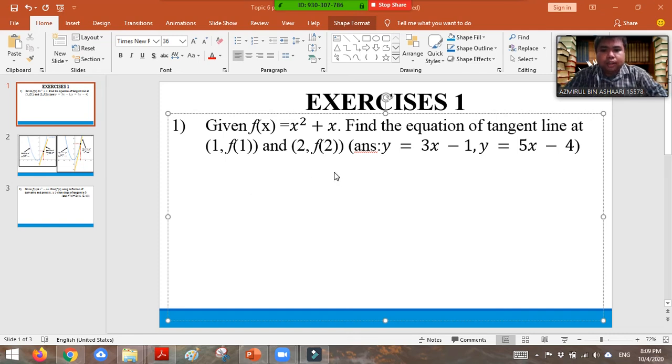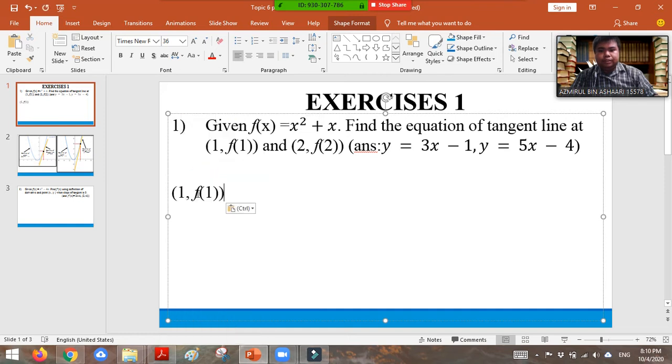Okay, if you can see this one, I want to solve exercise 1, which is number 1. Given f(x) is equal to x squared plus x, find the equation of the tangent line for the point (1, f(1)) and the other is (2, f(2)). What is the meaning here? This question asks you to find the tangent line for the point (1, f(1)) and the other is the point (2, f(2)). So I try to solve this one first for point (1, f(1)).